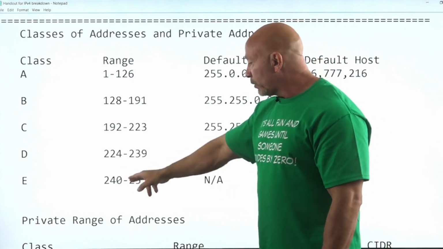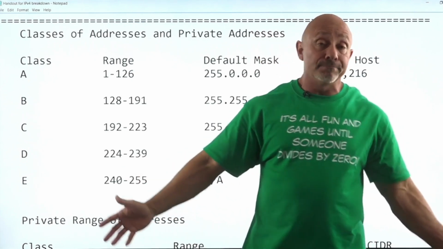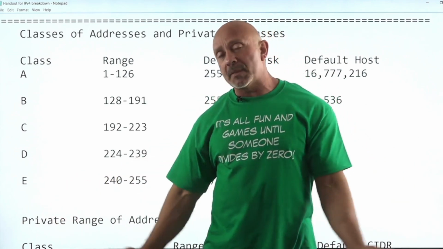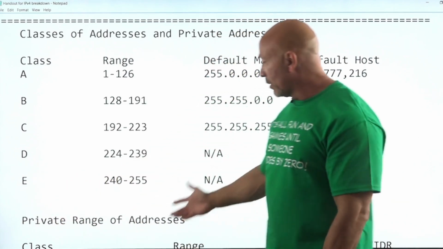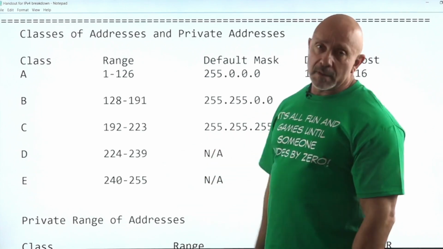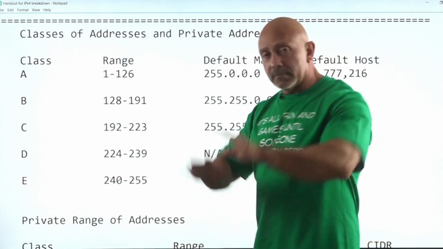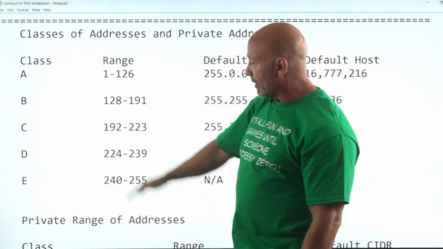Okay, this one, 240 to 255, honestly, no book talks about it. All it says is experimental. Black Ops, I don't know. Who knows? They use it to check stuff. I have no idea. All right, so we don't use this. Experimental. That's all you need to know. All we use really is from Class A to Class C.